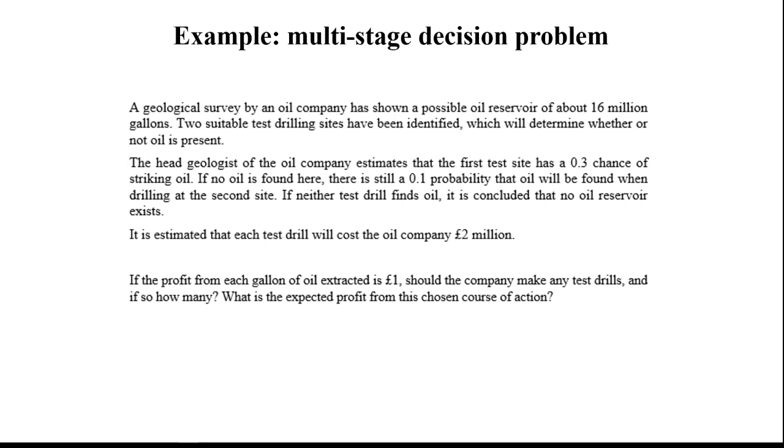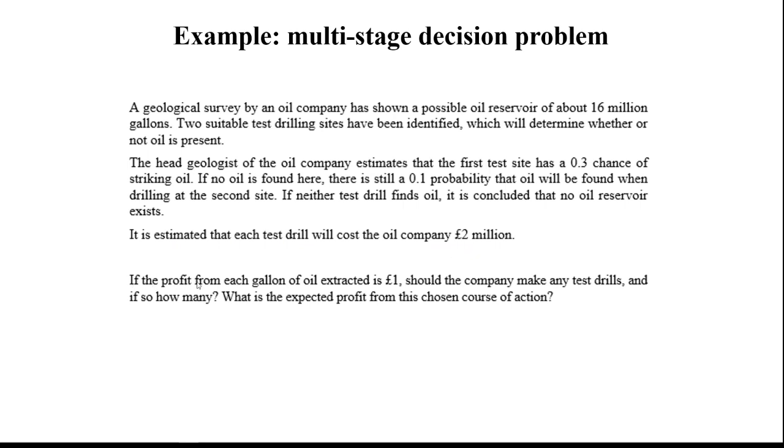So a geological survey by an oil company has shown a possible oil reservoir of about 16 million gallons. So two suitable test drilling sites have been identified, which will determine whether or not oil is present. The head geologist of the oil company estimates that the first test site has a 30% chance of striking oil. If no oil is found there, there is still a 10% probability that oil will be found when drilling the second site. If neither test drill finds oil, it is concluded that no oil reservoir exists. It is estimated that each test drill will cost the oil company £2 million.